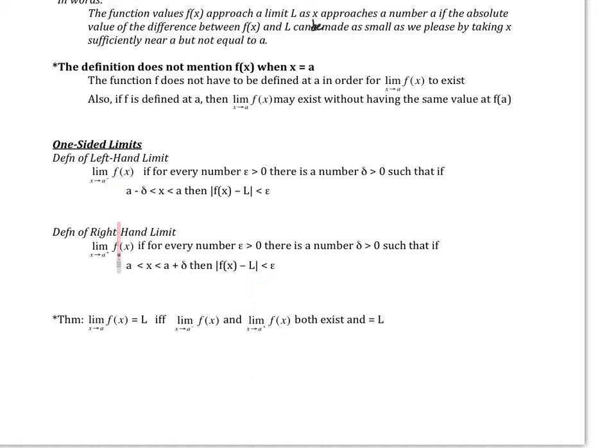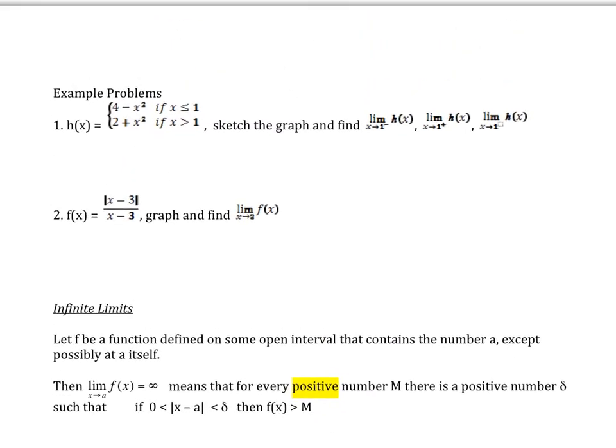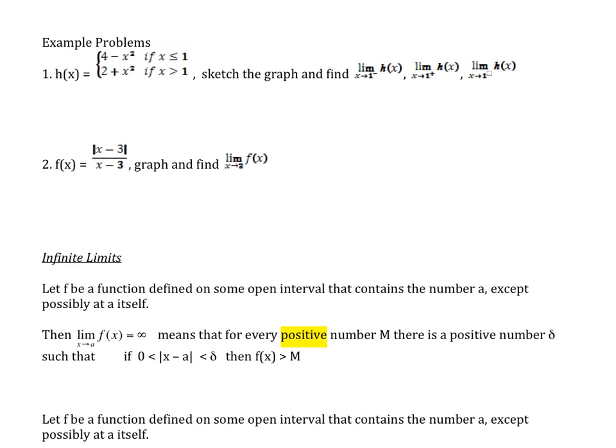So the left hand and the right hand follow suit with up above, and then the theorem: the limit as x approaches a of f of x equals L if and only if the left and the right both exist and both are L. So the limit exists if the left and the right are the same, and we've talked about that many times. So looking over here is what we have on some example problems. Let's go ahead and find these limits.